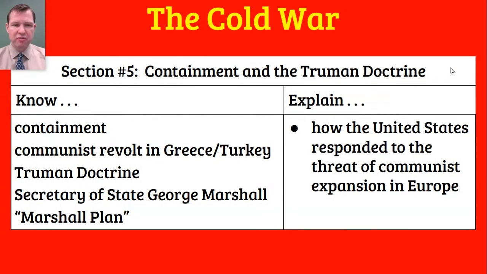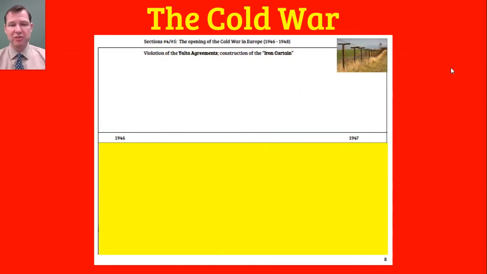So I want to move on to section 5, containment and the Truman Doctrine. And through this section, I hope you'll be able to explain how the United States then responded to this sense of being threatened, to the sense of fear that was created when Stalin did what he did. This threat that communism might perhaps even expand into other parts of Europe. And you're going to learn about a policy called containment, a communist revolt in Greece and Turkey, an additional policy called the Truman Doctrine. You're going to meet Secretary of State George Marshall and hear about the Marshall Plan. So now I am taking you to the bottom of page 8.